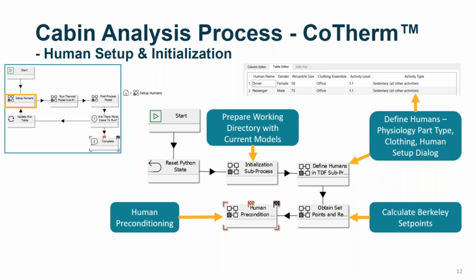And what that will do is it'll set up your human with those values, and then you can go through the process and it will define the physiology of the human and all the area weightings associated with that. They'll define the clothing on the human and basically prepare your human setup dialog for you for this human thermal extension. After that, it'll calculate your Berkeley set points and a reference condition for the humans, and then it'll precondition the humans. So in this loop, it'll go through each human one by one, and you'll have results for those humans in their preconditioning state.